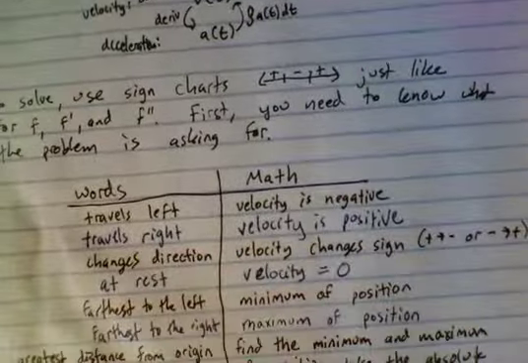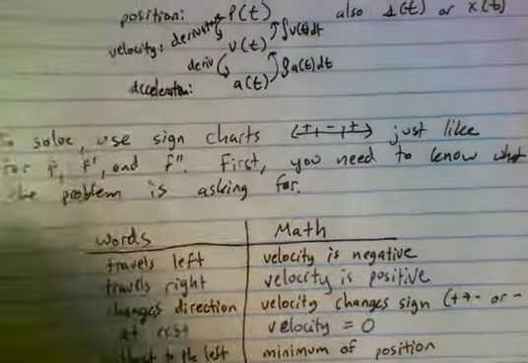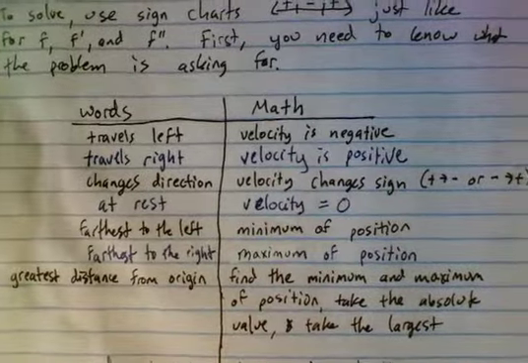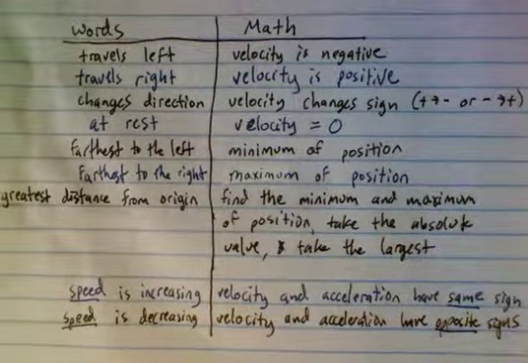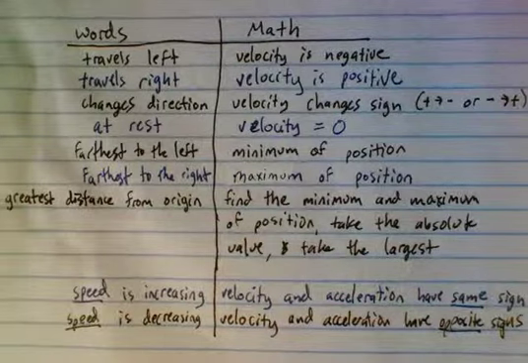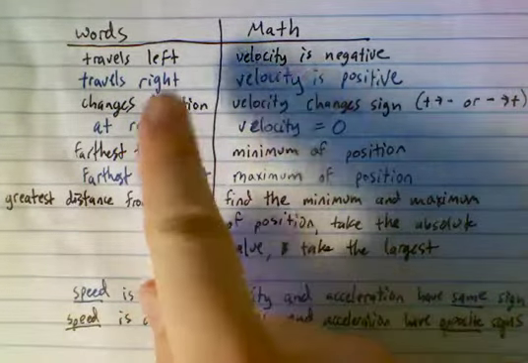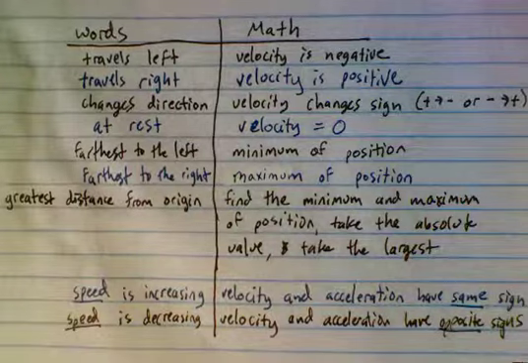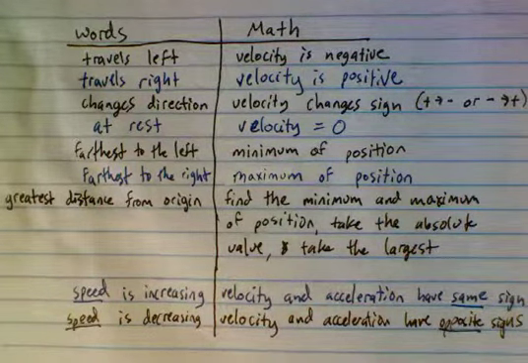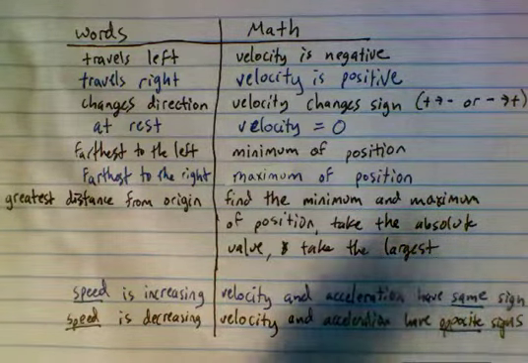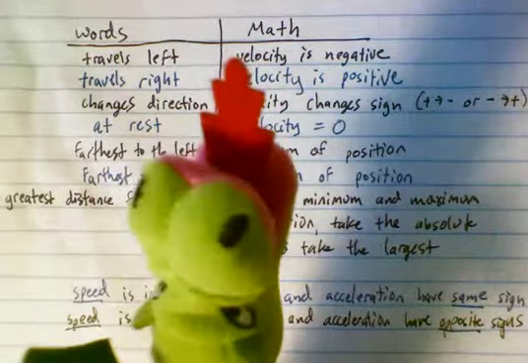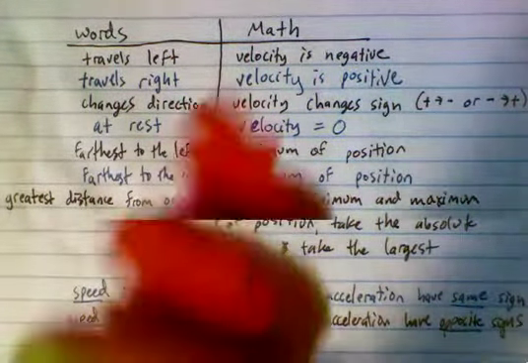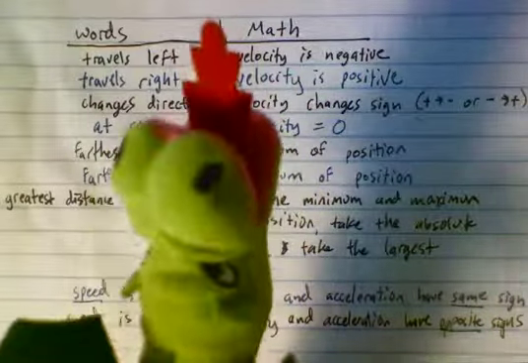Right here is a chart of all the different words that mean different things in terms of mathematics. So, for example, if we're talking about when a particle is traveling to the left, that means the velocity is negative, traveling to the right means the velocity is positive, and so on and so forth. This is incredibly, incredibly critically important to memorize. Absolutely must be understood and memorized. Sleep with it under your pillow, or you'll be eaten by a dragon. Make sure you have it down.